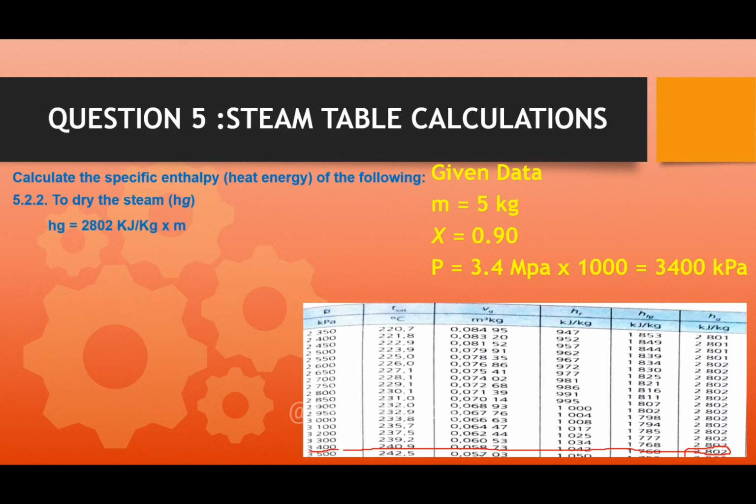Alright, so dry steam under this column is 2082, but again, this 2082 kilojoules per kilogram, this answer is only for 1 kilogram. My mass in the question is still 5 kilograms. So the next thing I'm going to do is take this 2082 and multiply by 5. And we should now get the amount of heat energy to dry the steam is 14,010 kilojoules.